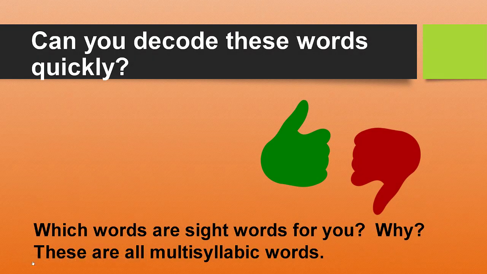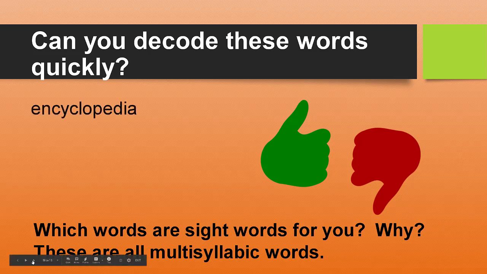So let's take a moment to look at some words. And when we look at the bottom, it says, which words are sight words for you and why? So a sight word is a word that you know by looking at it and knowing it right away. You don't have to take the time to sound it out. So let's look at these words. Encyclopedia. Is that a word that you know automatically or you have to decode?